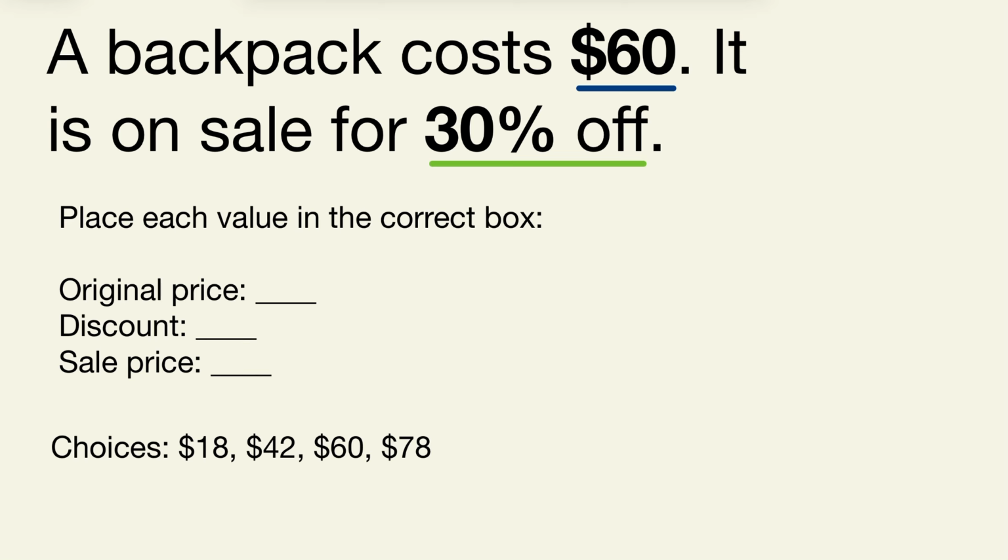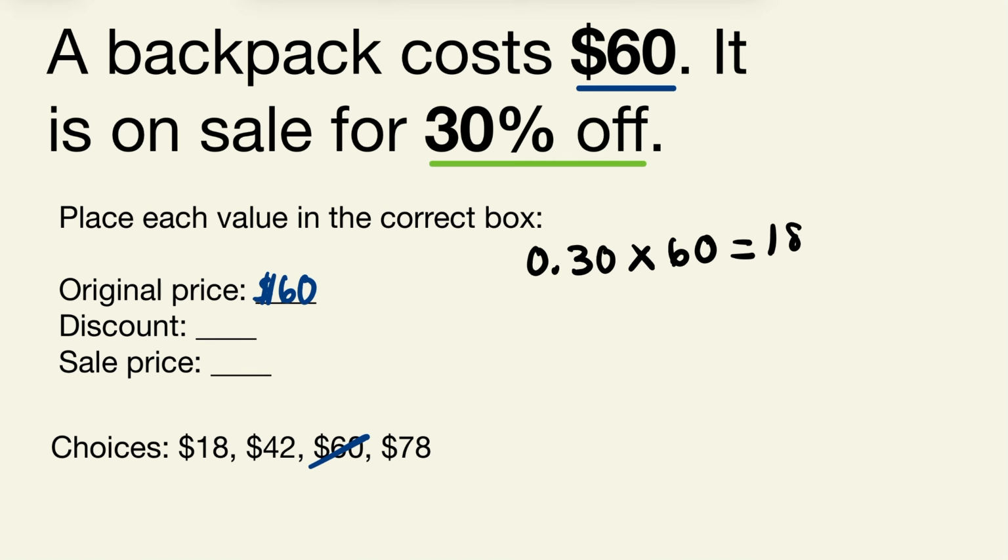Okay, so we know that the original price is a given of $60. So we have that answer choice here, so we'll just cross that out and we'll place $60. Now let's find out what the discount is. So recall, we have to multiply the original price by the percent. Okay, so let's go ahead and do that. So we have 0.30 times 60. And so that equals 18.